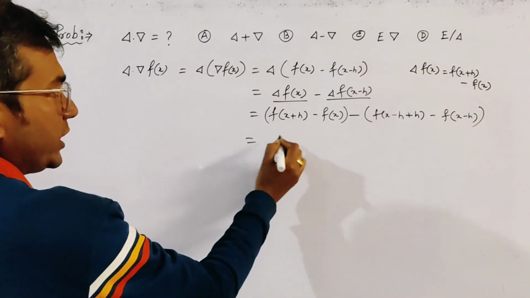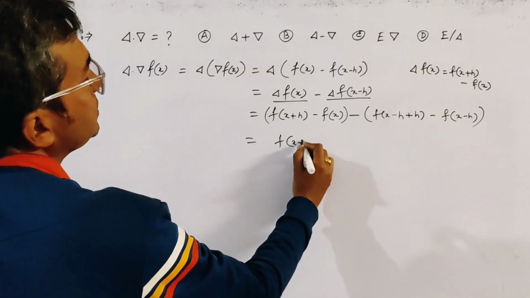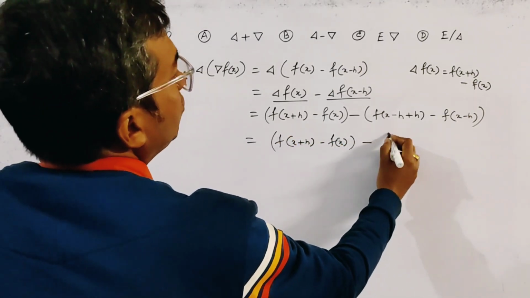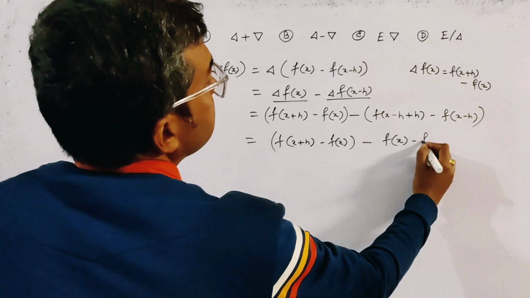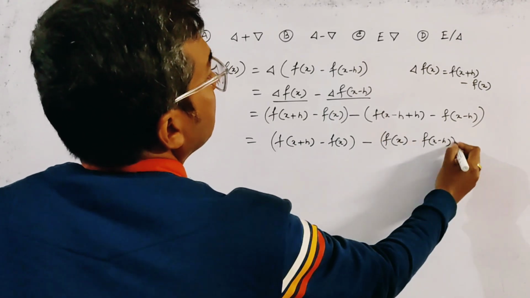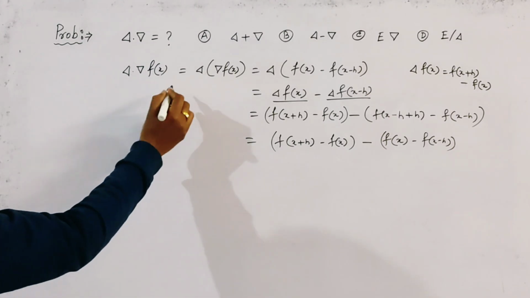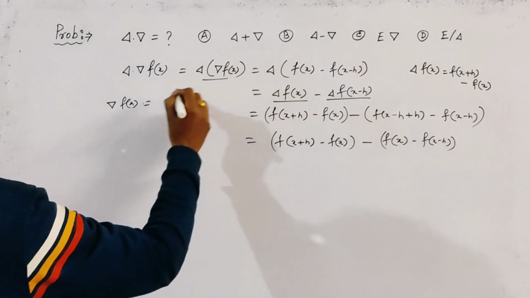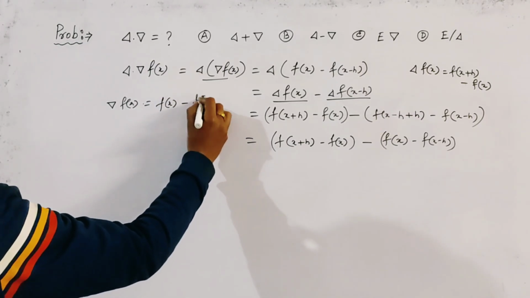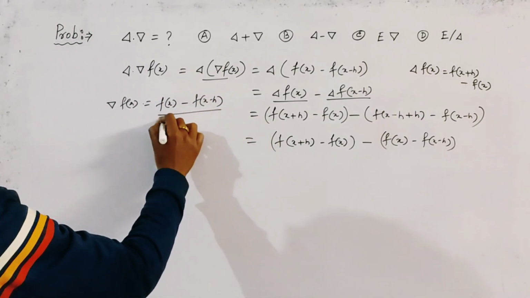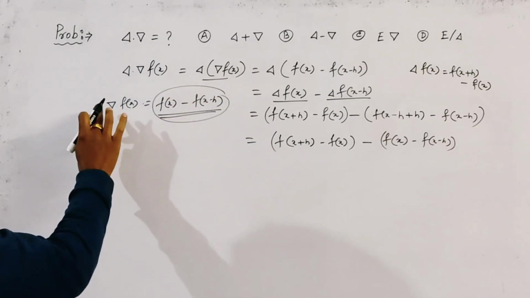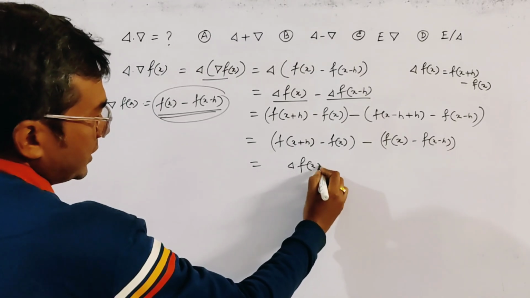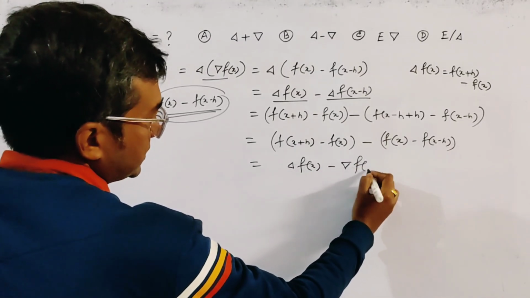So we get from here f(x plus h) minus f(x), and from the second term we get f(x) minus f(x minus h). Now the definition of nabla f(x), we already used this definition here: f(x) minus f(x minus h). So in place of this we may put nabla f(x). So this is delta f(x) and this is nabla f(x).